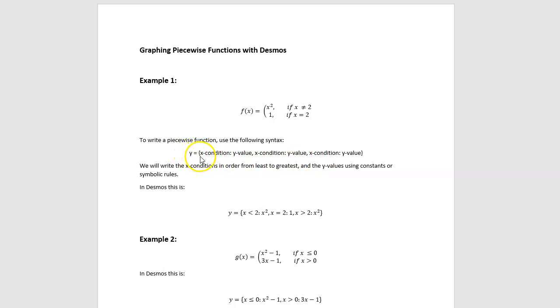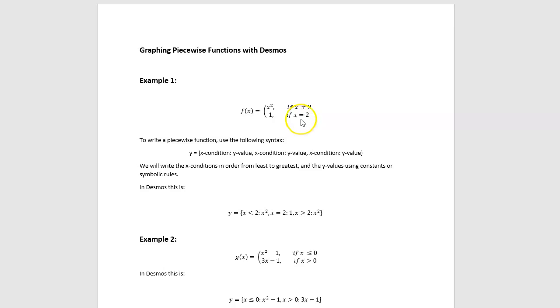We're going to set y equal to a set of conditions and y values in curly braces. Okay, so we have multiple conditions on x. They make up the different pieces of the domain. So the syntax is x condition, colon, y value that matches that x condition, then a comma, then the next piece of the domain, x condition, colon, that y value, and so forth. So we're going to write the x conditions in order from the least to the greatest, and then we're going to put in the y values either using constants or symbolic rules.